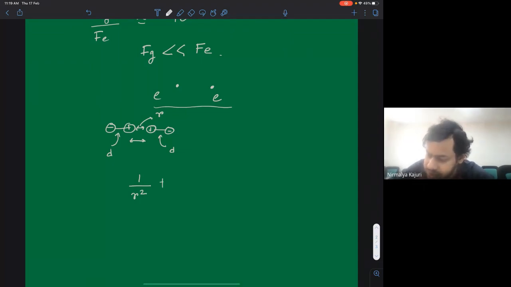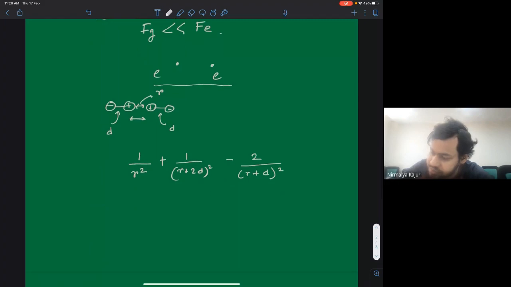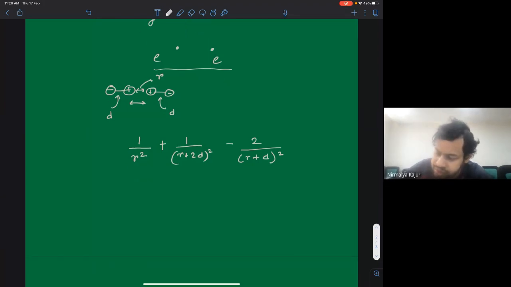And the repulsion between the two negative charges will be proportional to 1 over (r plus 2d) squared. And minus the two attractions between negative and positive, acting in the opposite direction, 2 over (r plus d) squared. And this need not cancel. So even though each of these dipoles is electrically neutral, it need not be true that there is absolutely zero interaction between them. There can be some net force.